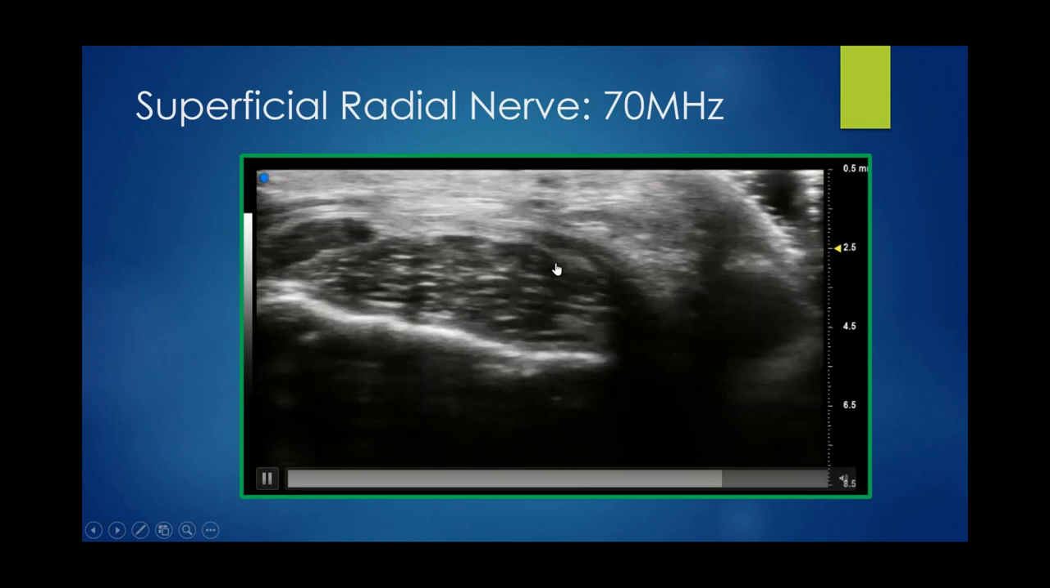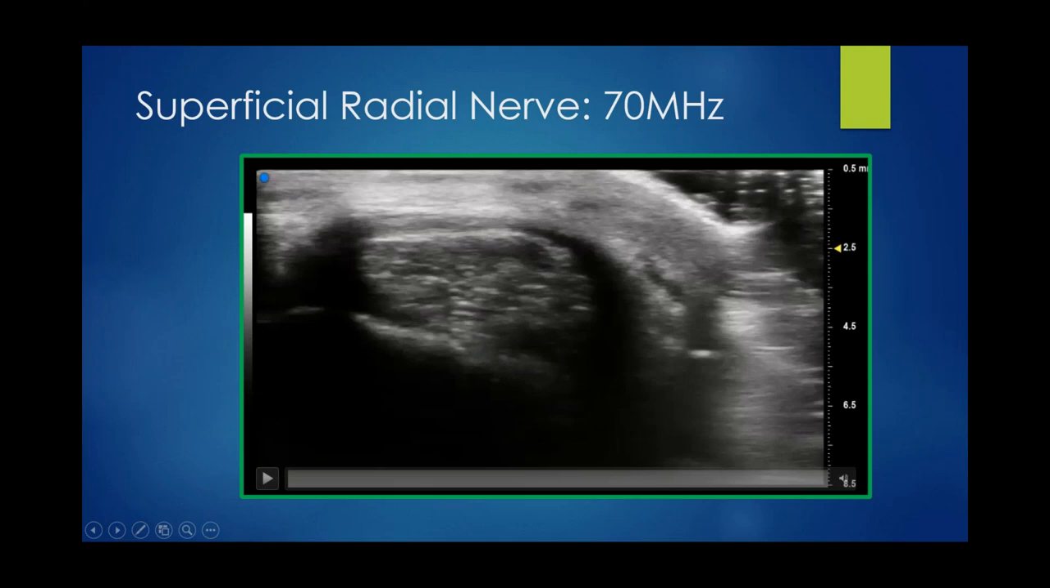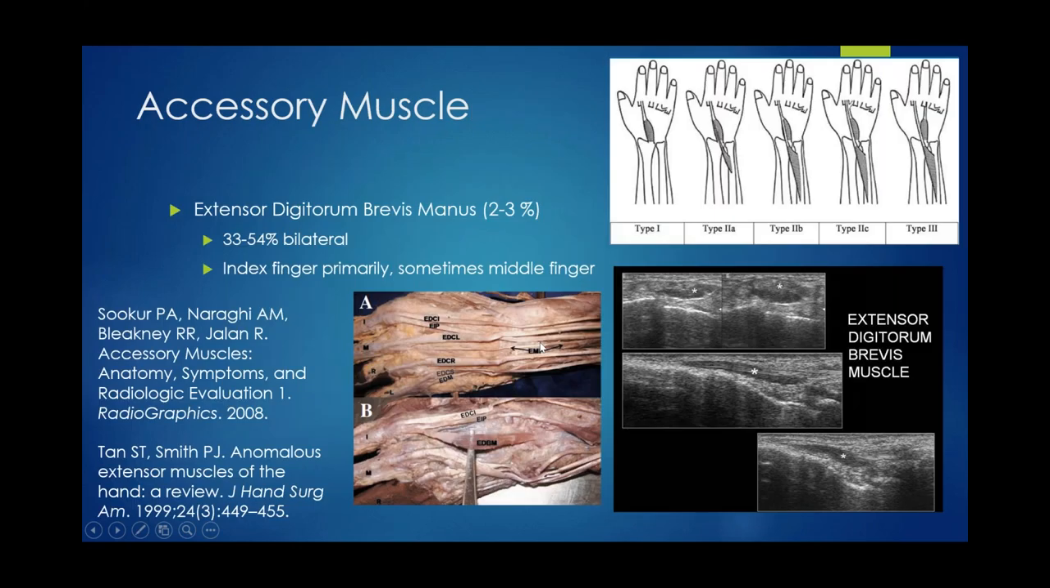Along the dorsum of the hand, we also have the potential for accessory muscles. Usually this would present with an adolescent coming in with this non-painful, gradually enlarging mass, creating some concern. The most common would be the extensor digitorum brevis manus, which occurs in about 2 to 3% of the population. As you can see from the diagram at the top right, it often either comes off the radius or a combination of the radius and ulna, usually inserting along the extensor digitorum communis along the index finger. It may have a single or have two muscle bellies and two separate tendons.